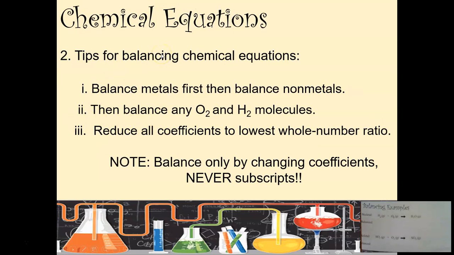So tips for balancing. Just some generic tips. They usually work, but not always. But just to get started, balance the metals first, then balance nonmetals. Balance oxygens and hydrogens last. I can't stress that enough. Oxygens and hydrogens will most often work themselves out if you balance everything else first. They can be kind of a pain to balance, so you definitely want to do them last. Reduce all coefficients to the lowest whole number ratio. So if all of the coefficients can be reduced, you have to do that. Don't forget, balance only by changing coefficients, never ever subscripts.